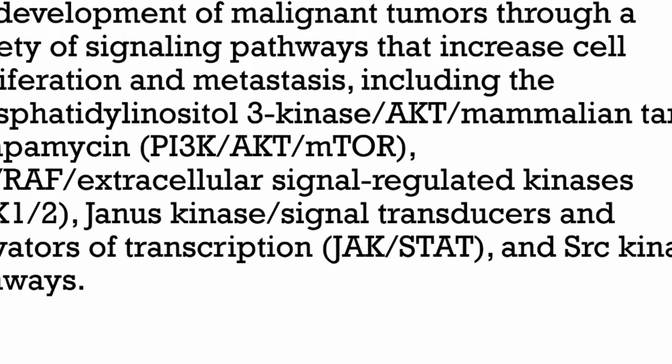Several studies have shown that ghrelin can promote the development of malignant tumors through a variety of signaling pathways that increase cell proliferation and metastasis, including the phosphatidylinositol-3 kinase, mammalian target of rapamycin, extracellular signal-regulated kinases, Janus kinases, signal transducers and activators of transcription, and SRC kinase pathway. These are several pathways.